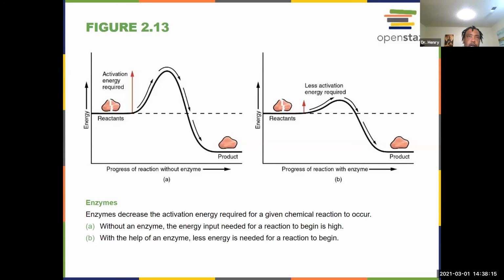So for instance, a lot of reactions in your body, like let's say your food digestion, it can happen independent of an enzyme, but it would take years for it to happen, right? Compared to nanoseconds. So it's really that much of a difference between the two. Okay? Questions?